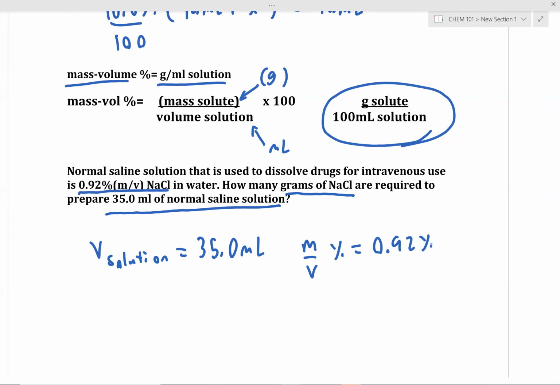Especially for those going in the medical field, you want to be able to know how to calculate the amounts needed to prepare different solutions, because if you get this wrong, a 9.2% saline solution is quite dangerous to give someone.